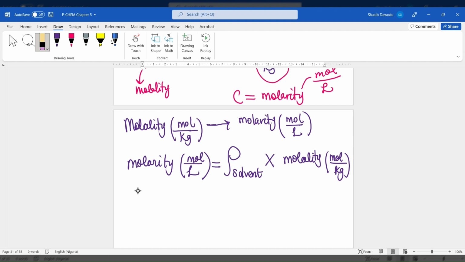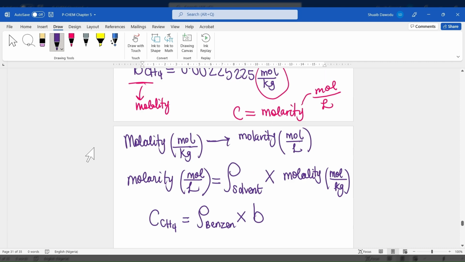So let me rewrite this. So b sub CH4 is simply the density of benzene, because that's what we're working with, multiplied by the concentration. Writing it in terms of what we actually have in the question, C of CH4, which is what we're solving for, is equal to the density of the solvent, in this case benzene, multiplied by the molality, in this case b, which is what we've already previously solved for.